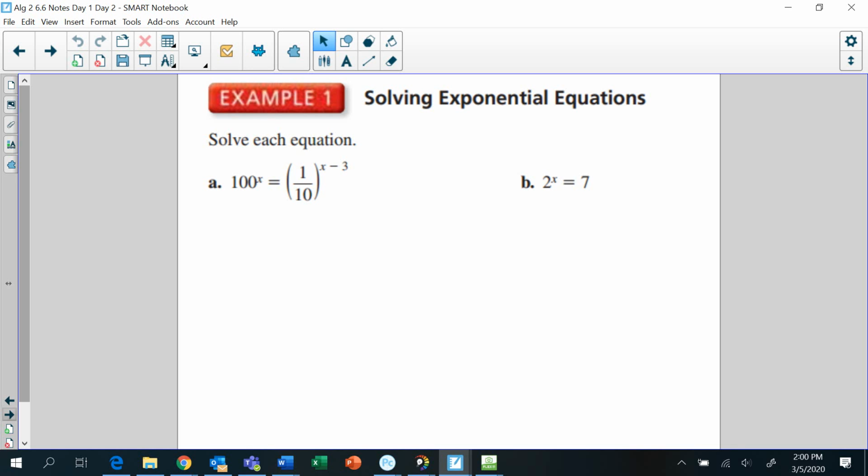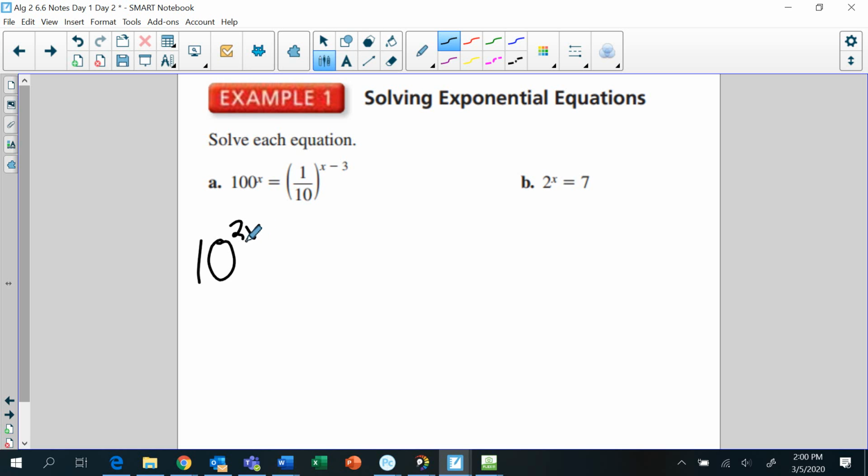I'm thinking 10 to the second, but there's already an x up there, so I better keep it up there. And I'm thinking 10 to the negative 1, but there's an x minus 3 up there, which means I have to multiply the powers. You can use common sense here, but I'm going to do it with logarithms.